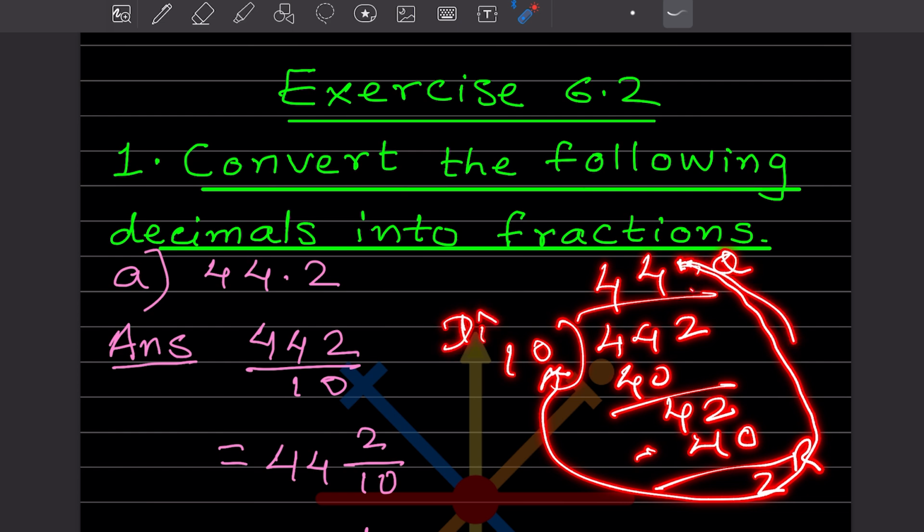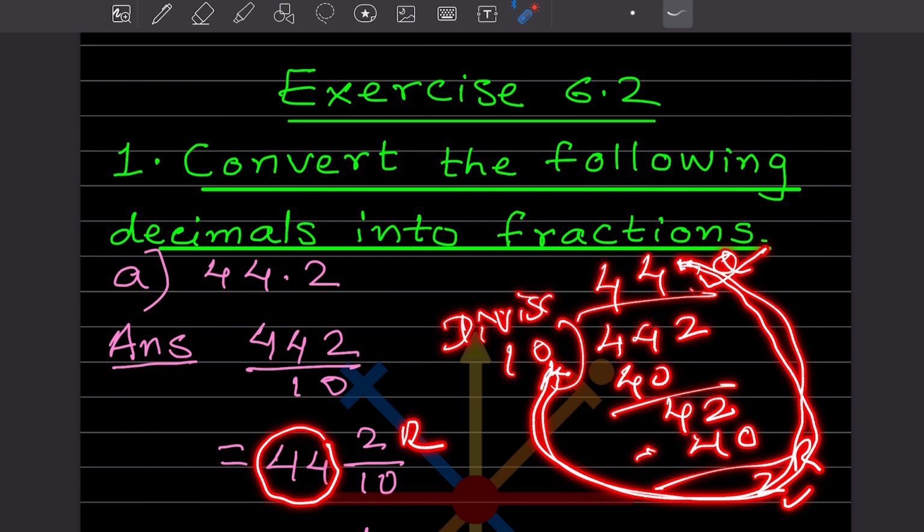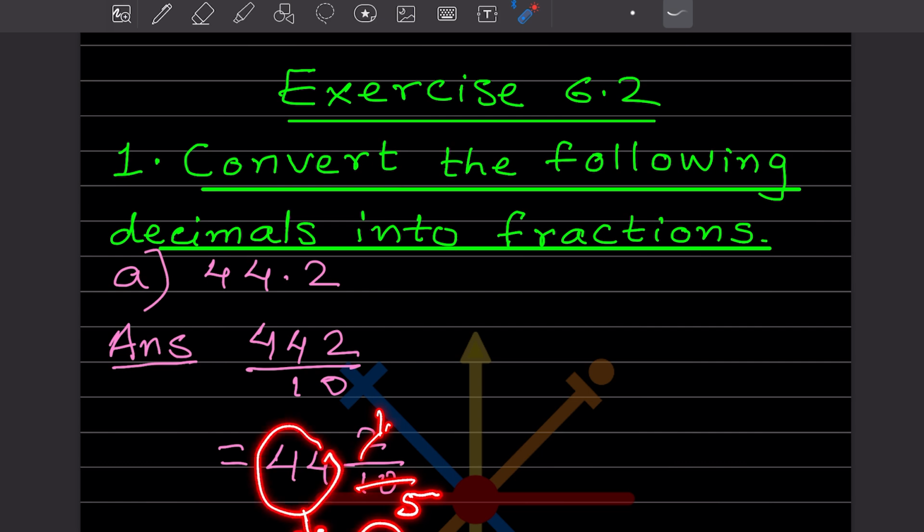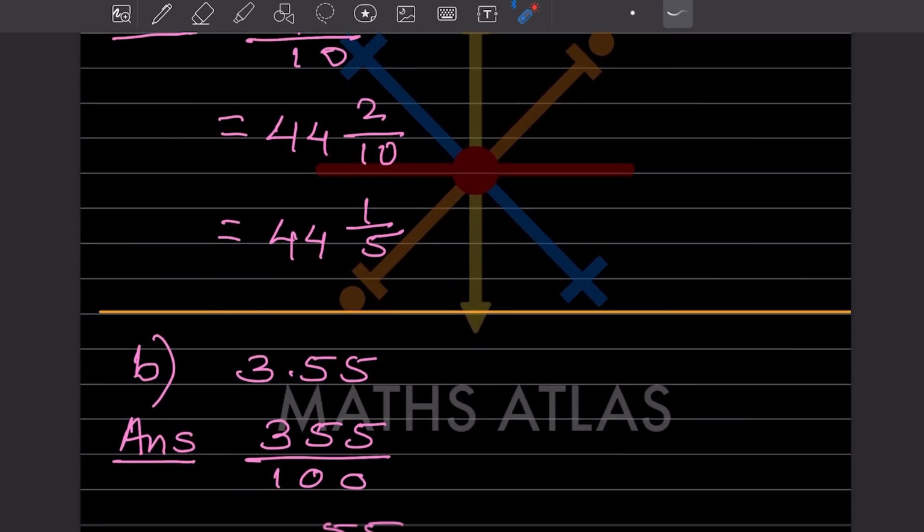So how will you go? In this way, in the clockwise direction. Whatever we get in the quotient, you write it at the side, this is the remainder, and the divisor will be in the denominator. Hope you got this. Now again we can simplify this fraction: 2 ones are, 2 fives are. So 44 will be as it is, and this is going to be 1 by 5. So this is the answer.